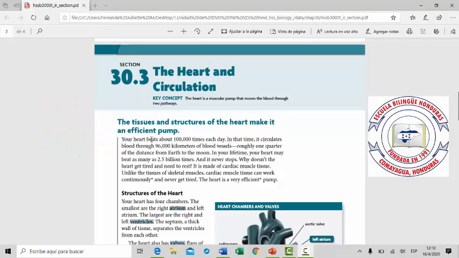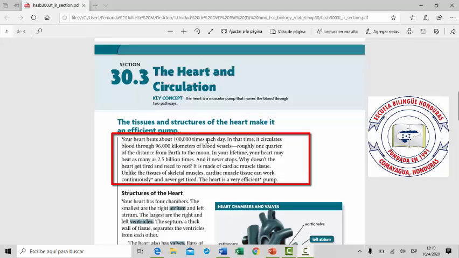Your heart beats about 100,000 times each day. In that time, it circulates blood through 96,000 kilometers of blood vessel, roughly 1/4 of the distance from the Earth to the Moon. In your lifetime, your heart may beat as many as 2.5 billion times, and it never stops.